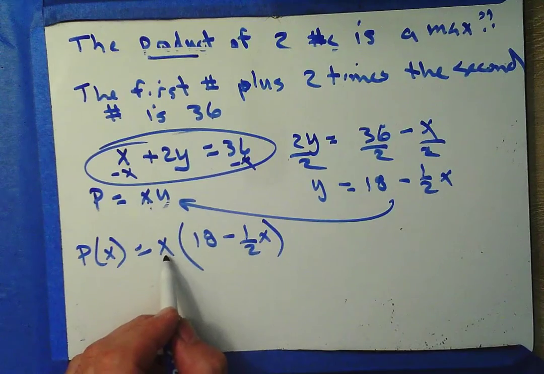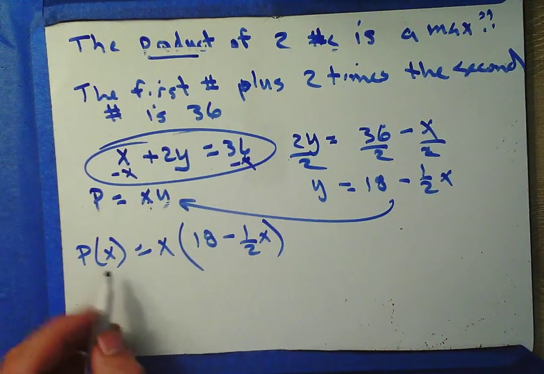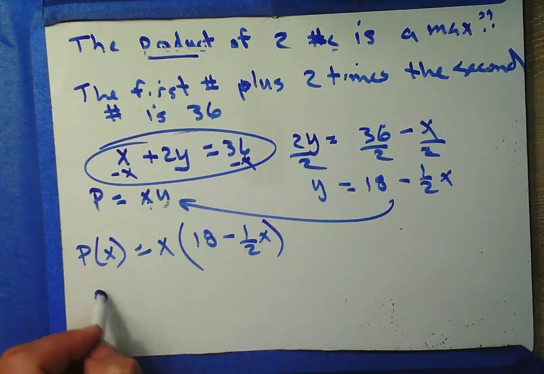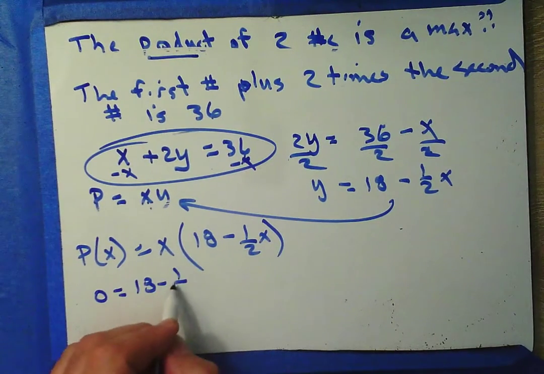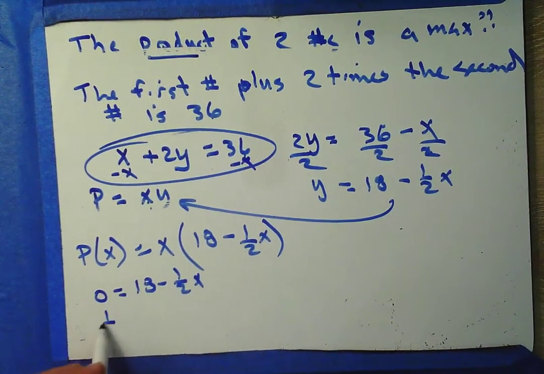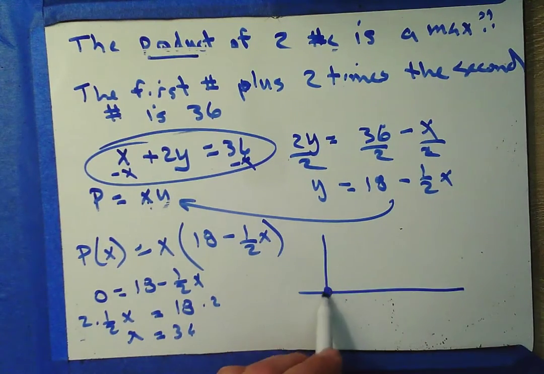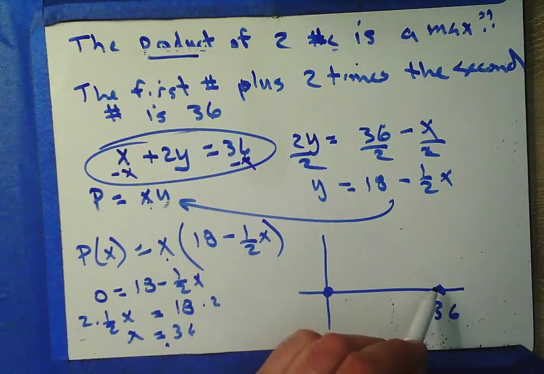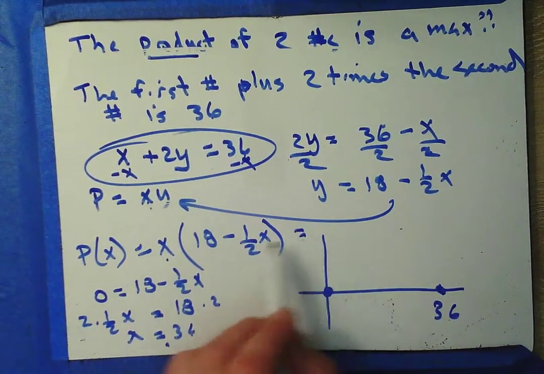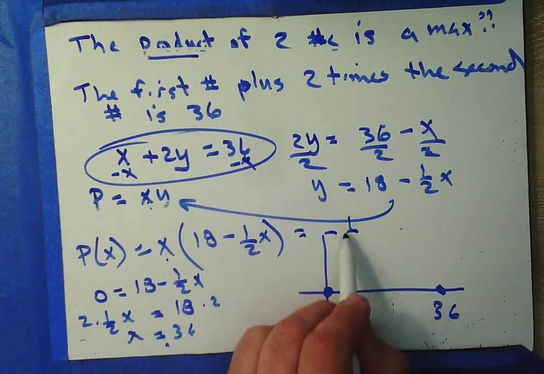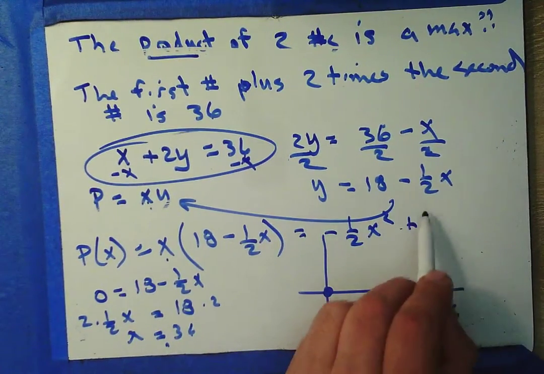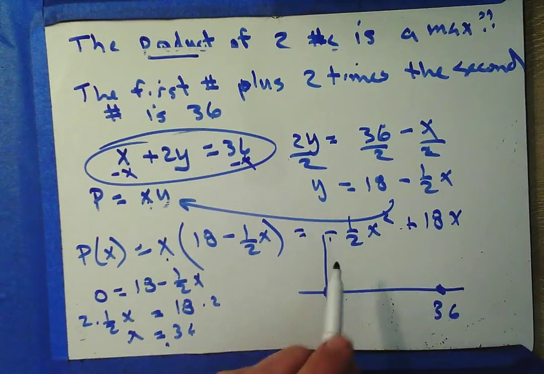I know I have an x-intercept at 0, so let's take a look at this one. 0 equals 18 minus 1/2 x. I'll add 1/2 x to both sides, and then I'll multiply both sides by 2 and get x equals 36. So I know my intercepts are located at 0 and at 36. It's a down-pointing parabola. If I distribute this x, I have negative 1/2 x squared plus 18x.